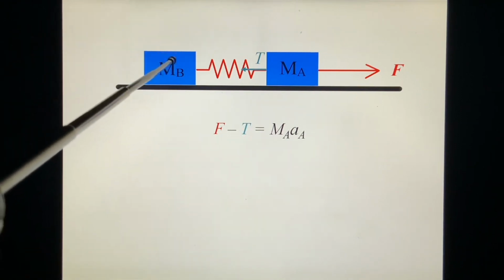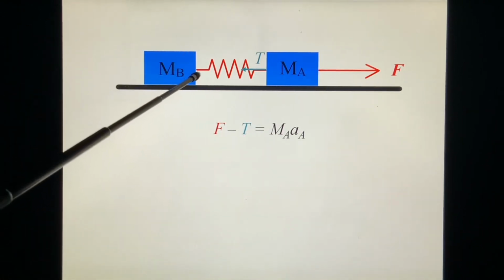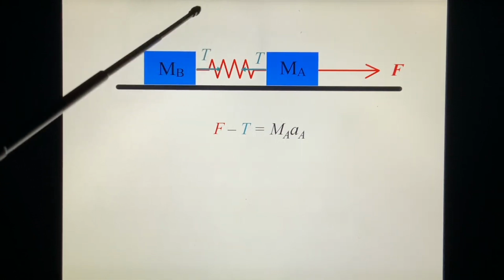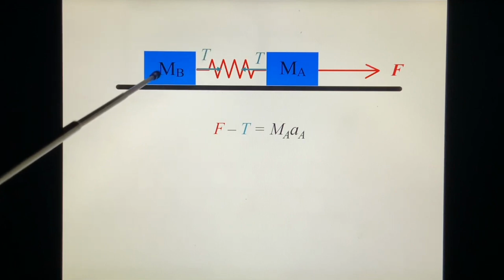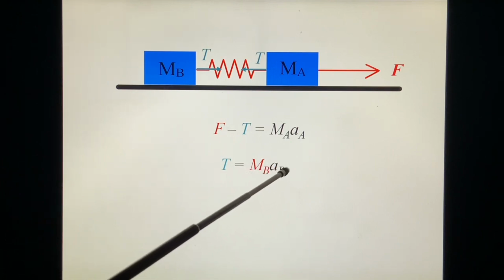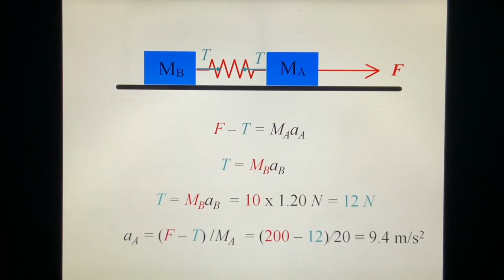Then look at block B. Horizontally, it is exerted only by the spring, the light spring. This force is also T. Why? Because this spring is light, so they are the same. So T equals mB·aB. We know aB, we know mB, we get T. We put T inside, we get aA. It's a very simple one. Okay, I'll give you the answer. The aA is 9.4 meter per second squared. The aB is only 1.20 meter per second squared.